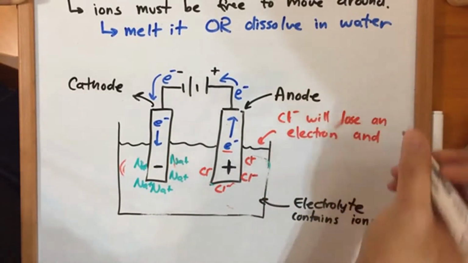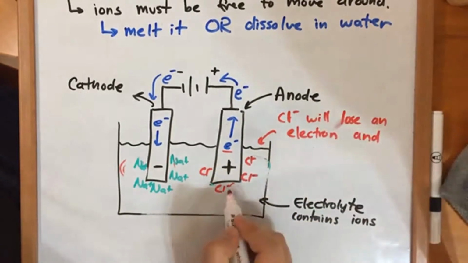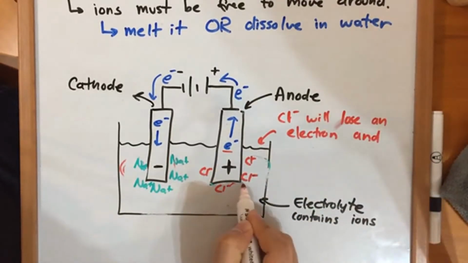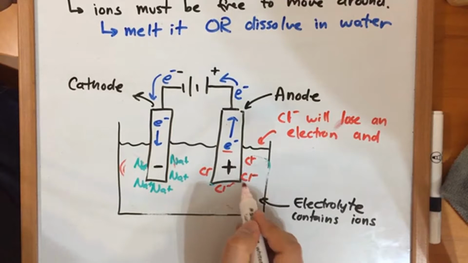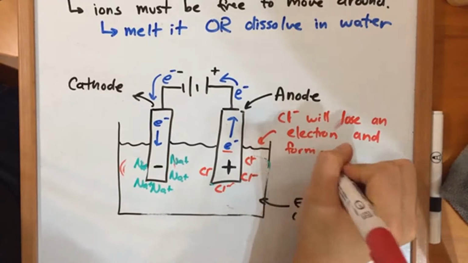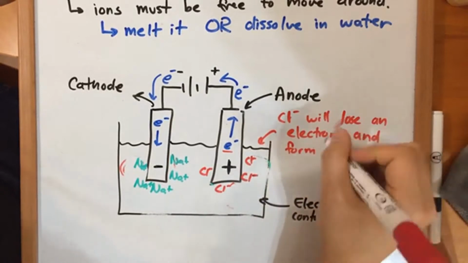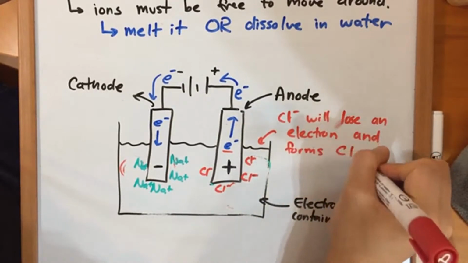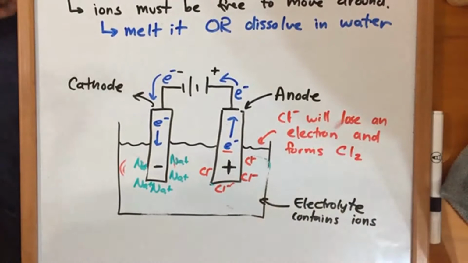And when it loses electrons, it actually combines. So let's say, for example, this Cl minus and this Cl minus, they both give an electron and they find each other and they will bond with each other. And so that forms two chlorine atoms put together, which creates Cl2, which is a gas, chlorine gas.